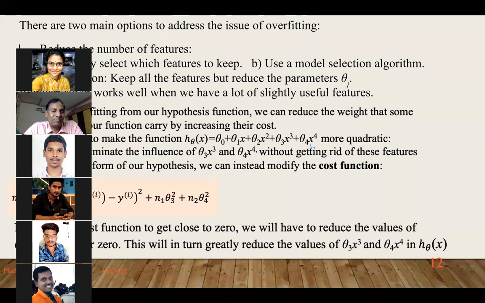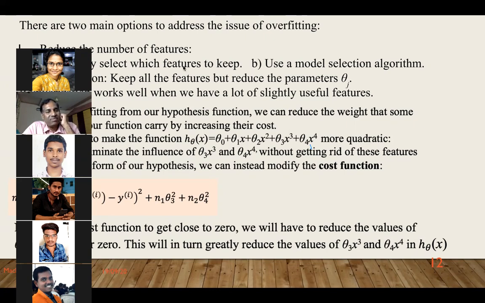Means if you take a complex hypothesis function, it fits well for the training data set, but it doesn't fit well for the test data set, because it hasn't grasped the generalization. It grasped only how those points can be joined with different polynomial degree hypothesis functions.